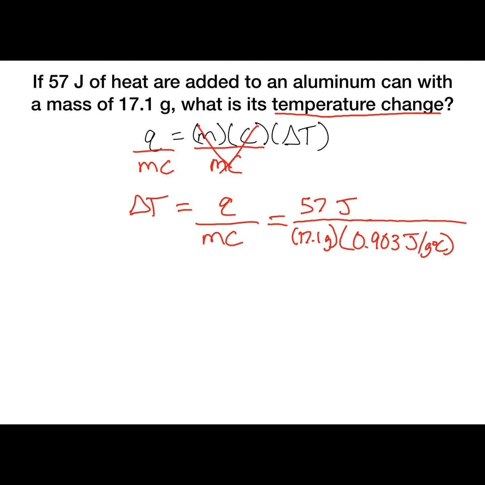All the units will cancel out except for our temperature. Joules cancels out and our grams cancels out. So we are left with 3.6913 degrees Celsius. In this problem, the fewest number of sig figs present is our 57 joules, which is 2 sig figs. So this needs to be in 2 sig figs. Our final answer then is 3.7 degrees Celsius.